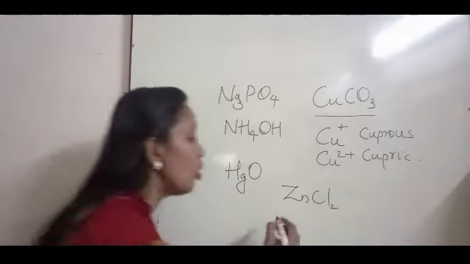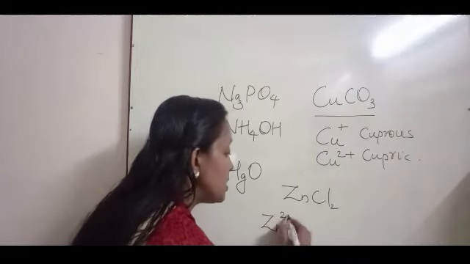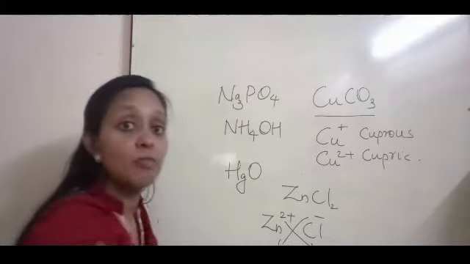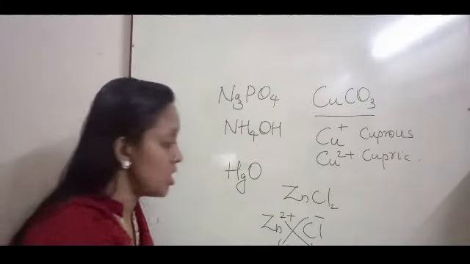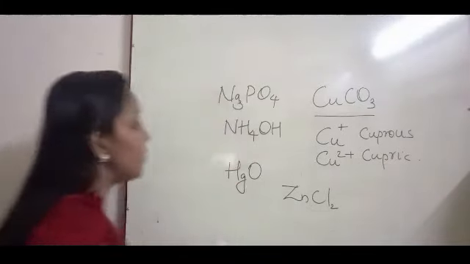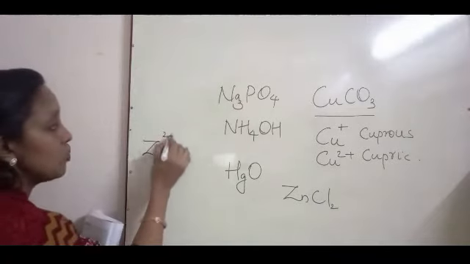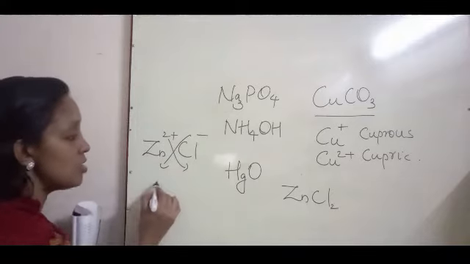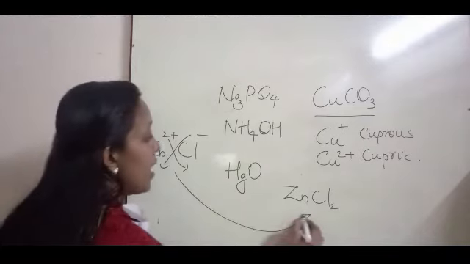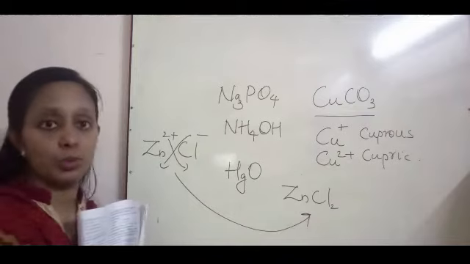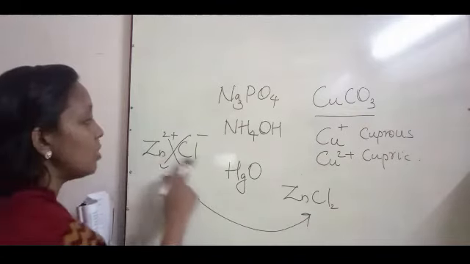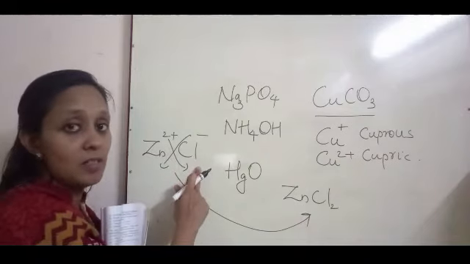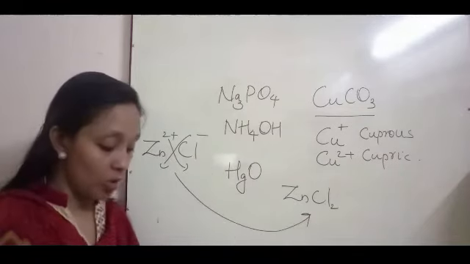Zinc chloride, because you know that it is a combination of Zn2+ and Cl minus. The valencies of these two are exchanged. I'll just write at the top Zn2+ and Cl minus. So valencies are exchanged, and that's how we get the formula ZnCl2. There are two different radicals in this compound, zinc and chloride, so the name of the compound is zinc chloride.